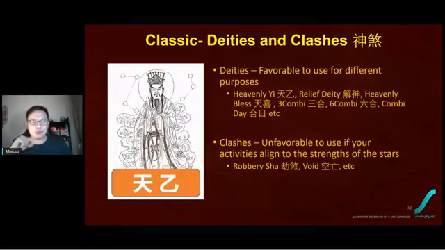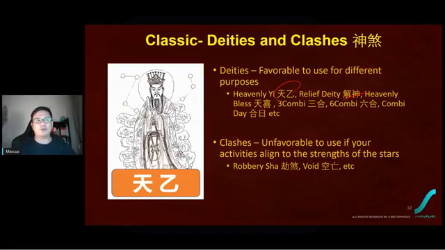Next, in the Tong Shu, there's also this thing called the deities and clashes, the Shen Sha. If you're roughly familiar with deities, then reading the Tong Shu will be very easy, because you'll be looking for certain deities on certain good days that match and are favorable. Different deities are good for different purposes. For example, if you are looking for help or a mentor, Tian Yi. If you are looking for answers, Jie Shen.